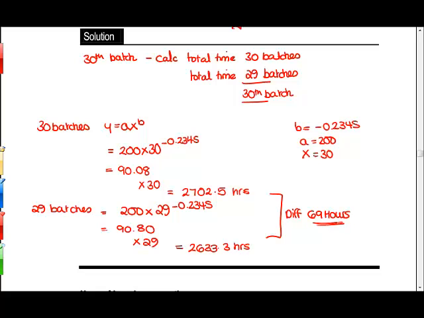And for the steady state onwards, 69 hours per batch will be budgeted in the standard cost card once that steady state has been achieved.